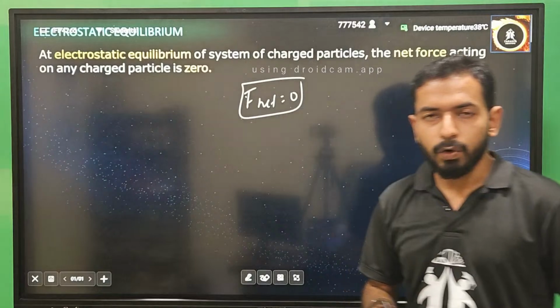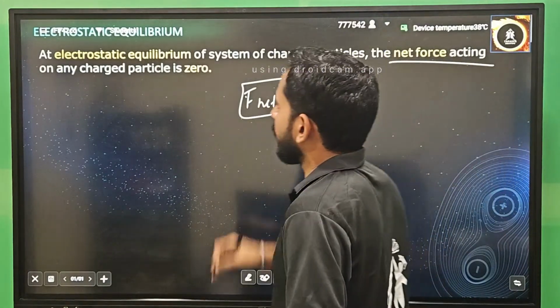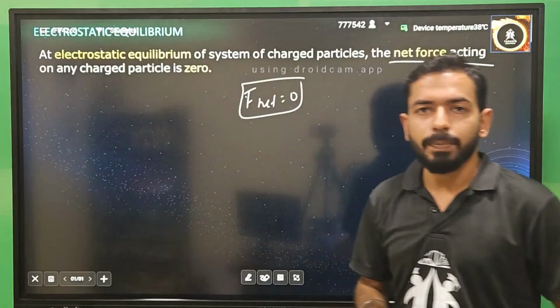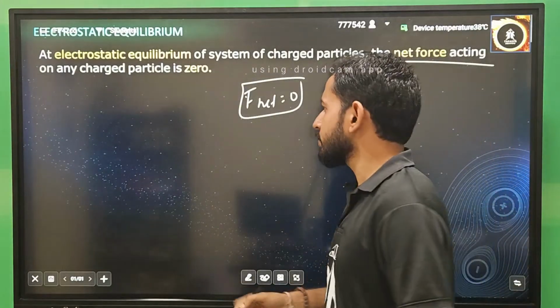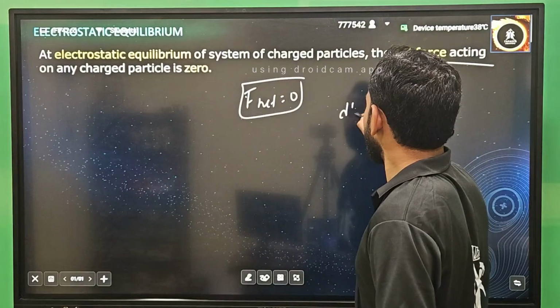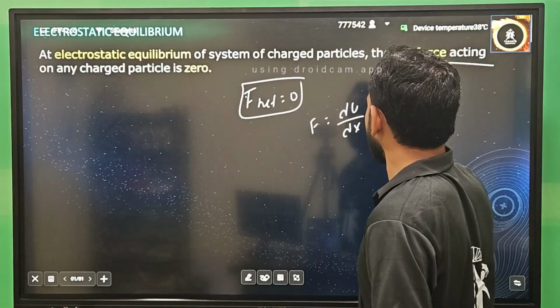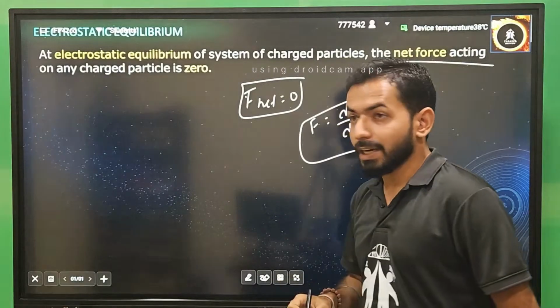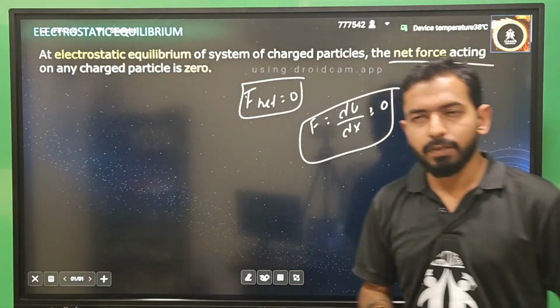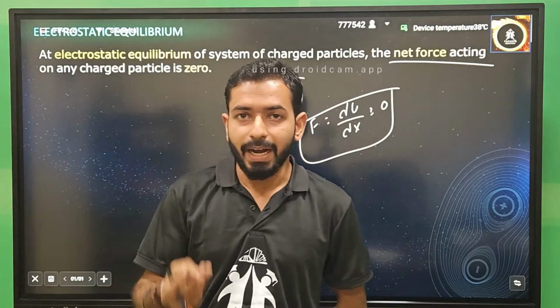So if I am talking about electrostatic equilibrium, I will say the net force acting on any charged particle in the system will be 0. Some more things we studied about the condition of equilibrium: that dU by dx is also called force, and then we have made it 0. Now there are three kinds of equilibrium that we have studied. What are those three? Stable equilibrium, unstable equilibrium, and neutral equilibrium.